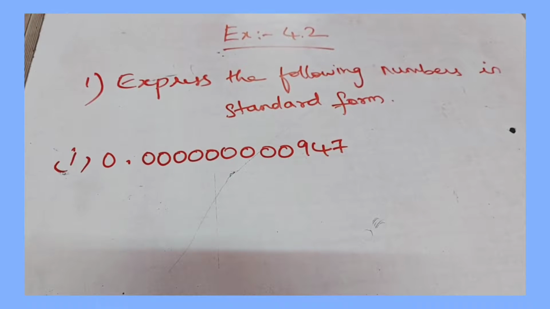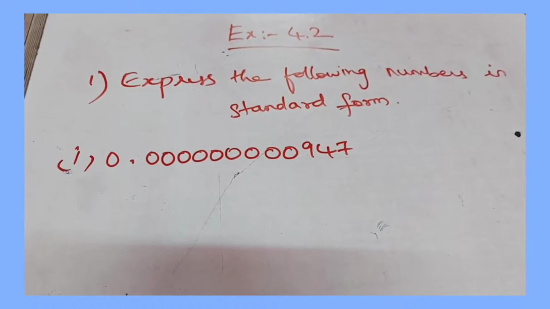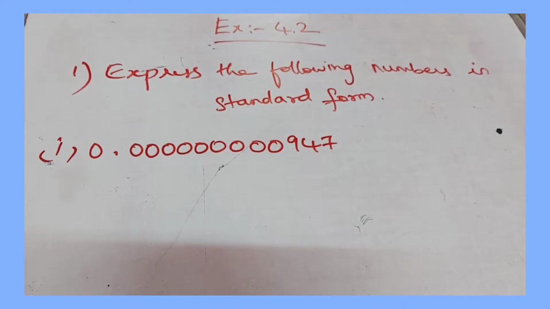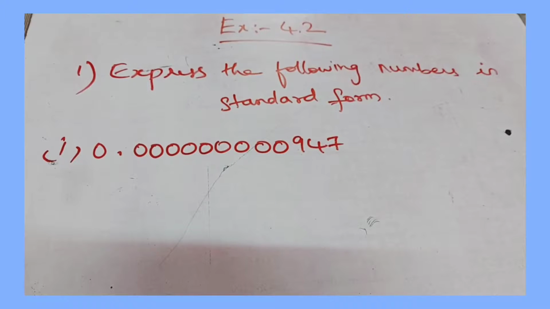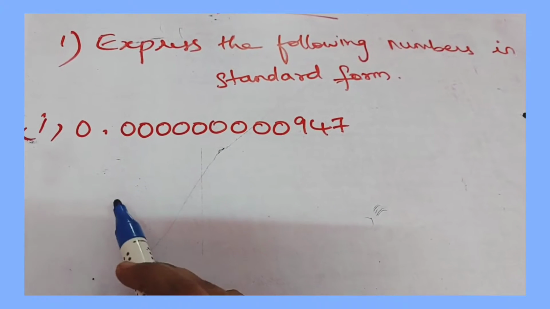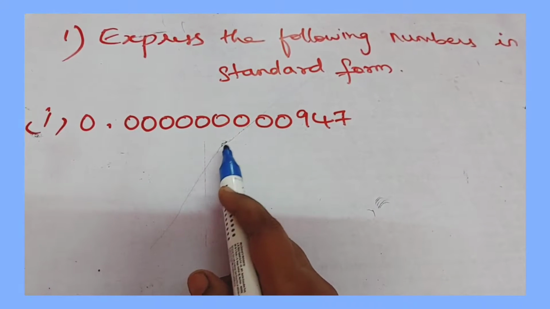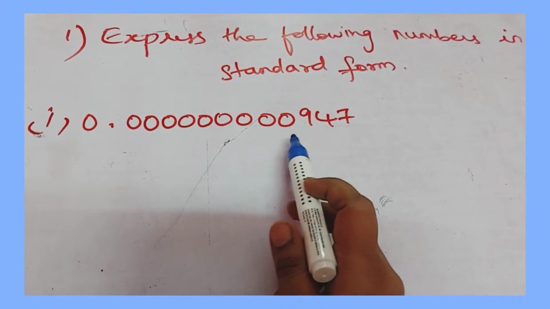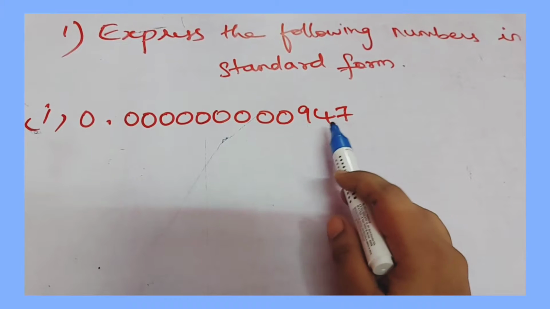Okay, now I am starting exercise 4.2. So the first sum is, express the following numbers in standard form. The numbers are given, you have to express them in standard form. So what is the number here? 0.000000000, how many zeros are there? 1 2 3 4 5 6 7 8 9. 9 zeros are there. So 947 is given here.